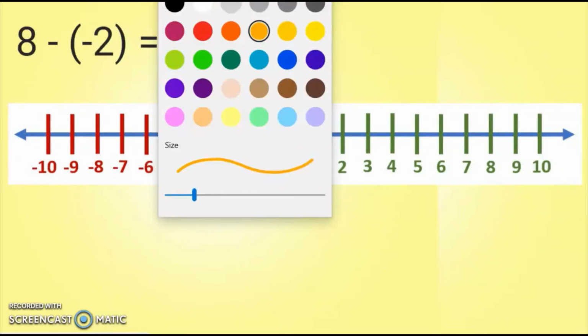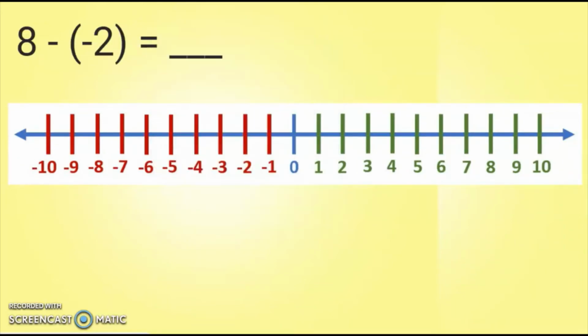Next we have 8 minus negative 2. So we have the 8 and it says minus negative 2. If we add negative 2, we will go 2 steps to the left, right? But it says minus, so we go the opposite direction. So instead of going 2 steps to the left, we go 2 steps to the right. 1, 2. So 8 minus negative 2 is a 10. So, do you see the pattern now?